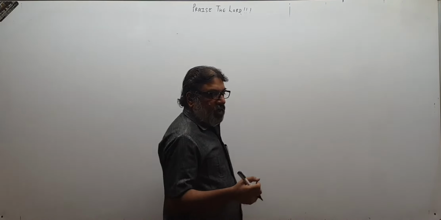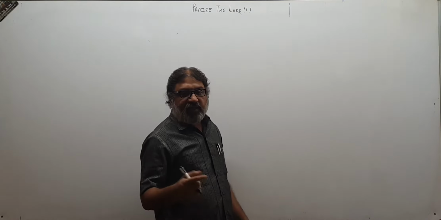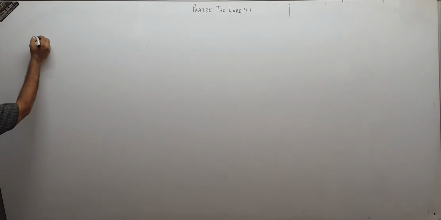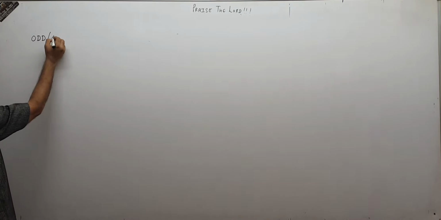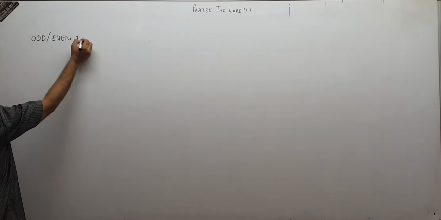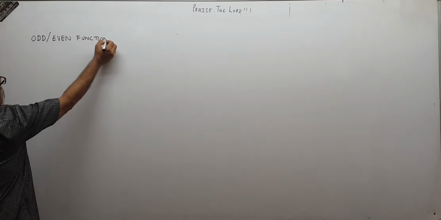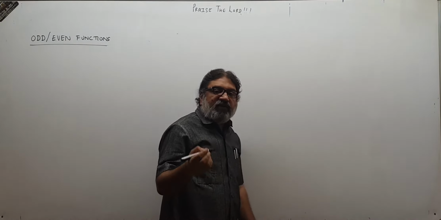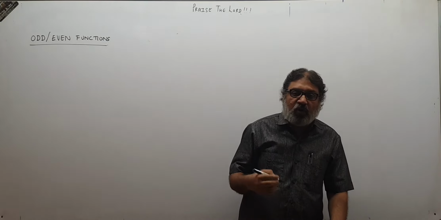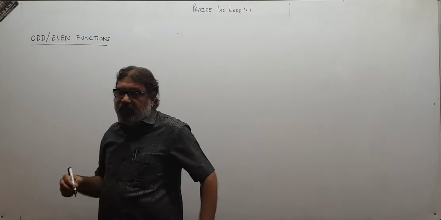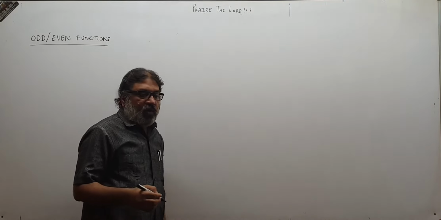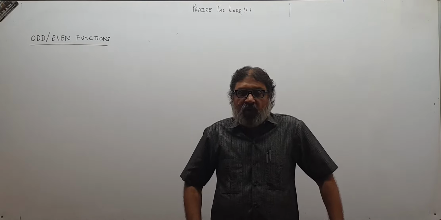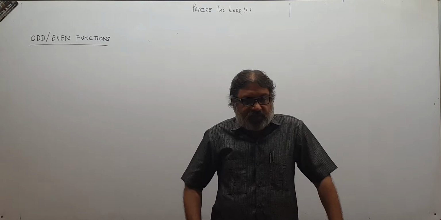Okay, children, now we continue. After studying increasing and decreasing functions, you have to think about what are odd functions and even functions. There is a division like this. Some functions are called odd functions and some are called even. And there are functions which may be neither even nor odd. So we have to understand when is a function called an even function, or when is a function called an odd function.